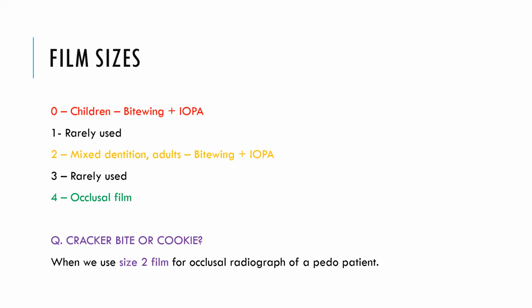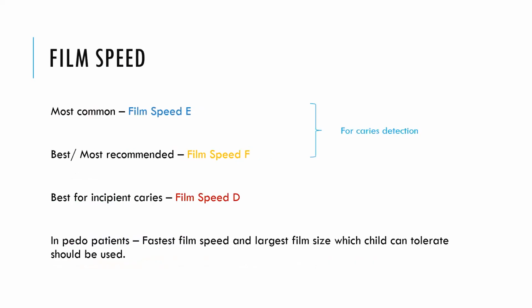Okay. And there has been a question asked previously, what is a cracker bite or cookie? So we have discussed that for occlusal film, film size number 4 is used. But if the size number 2 film is used for an occlusal radiograph in a pedo patient, we call it a cracker bite or a cookie.